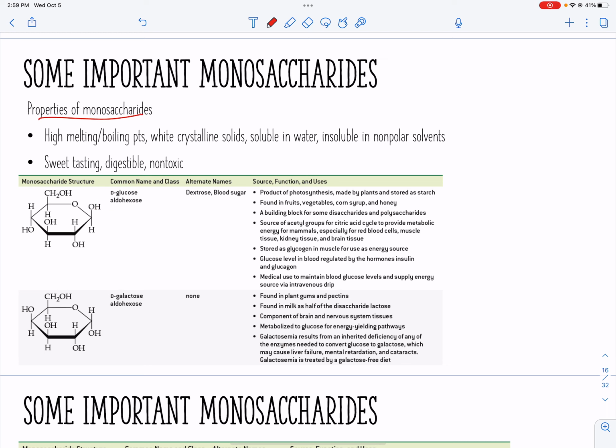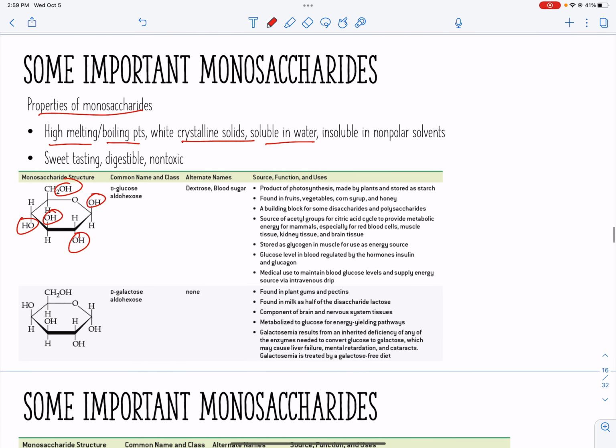So this is just telling you a few properties of monosaccharides. Most things you probably already know. Sugars tend to have high melting points and boiling points. Can you imagine why? Look at all these OH groups and all the hydrogen bonding that you can get between monosaccharides. So they're really strongly bonded together. They're white crystalline solids. Okay, that's what sugar looks like, unless you're dealing with brown sugar, I guess. They're very soluble in water. You probably know that. And that makes them insoluble in nonpolar solvents.